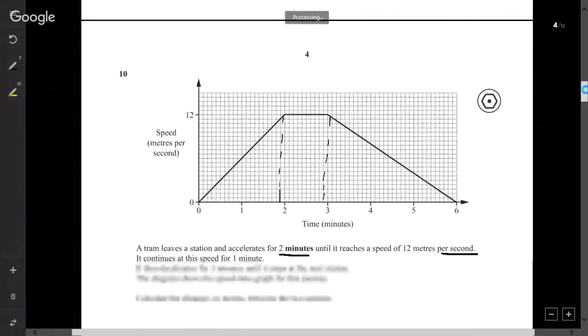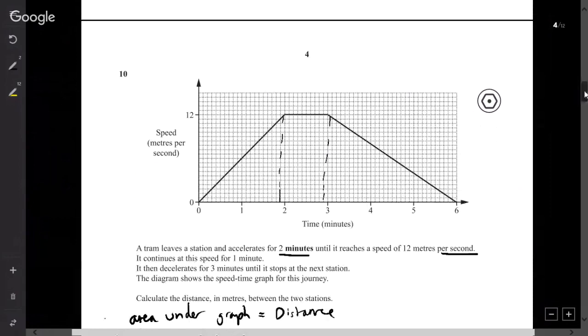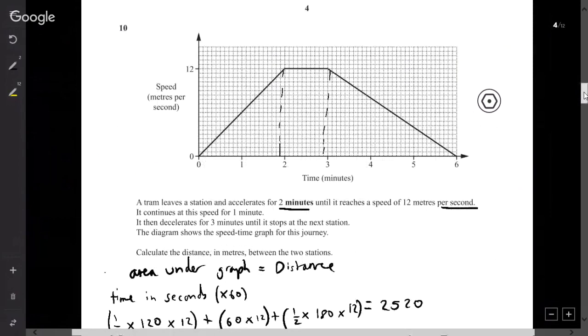All right, question number 10. Right, a tram leaves a station and accelerates for 2 minutes. It then reaches a speed of 12 meters per second, continues at this speed for 1 minute here, and then it decelerates down for 3 minutes. Calculate the distance in meters between the two stations.